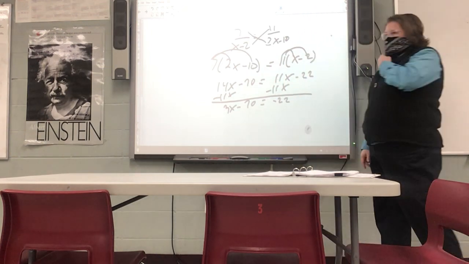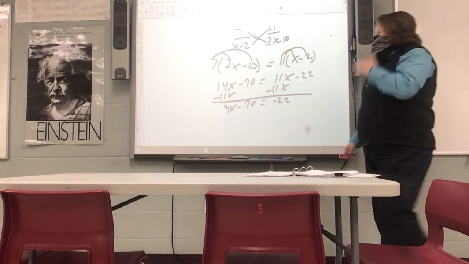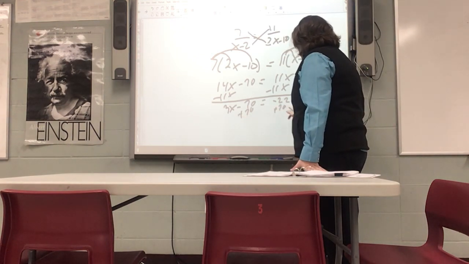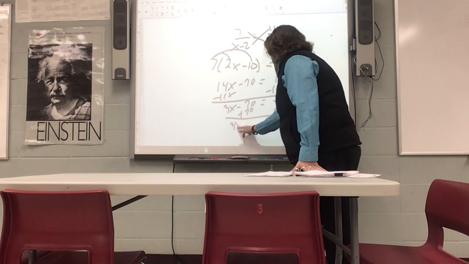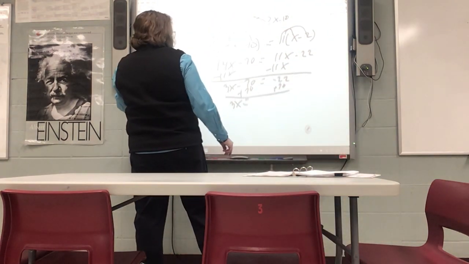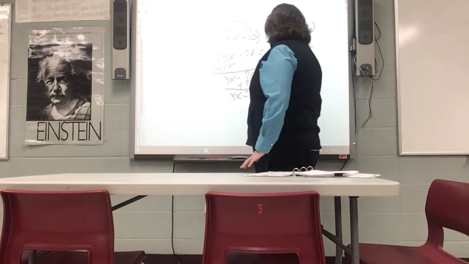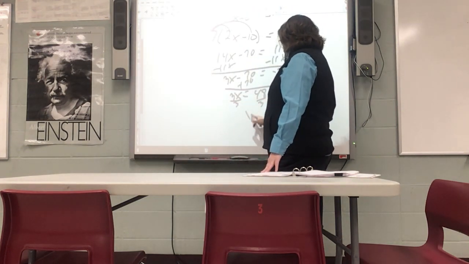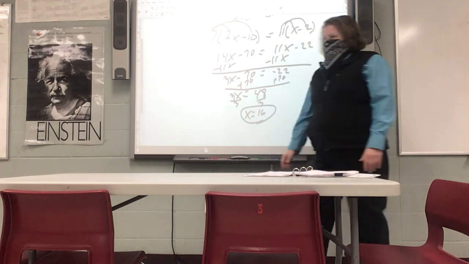Now you don't have a choice. You gotta move the 70. Add that 70. So I got 3x equals, what's negative 22 plus 70? 48. Last step, divide by 3. 48 divided by 3 is 16. 16. Fabulous. How'd you do?